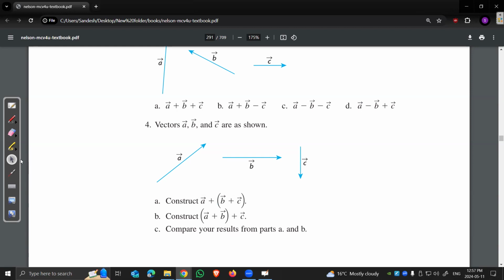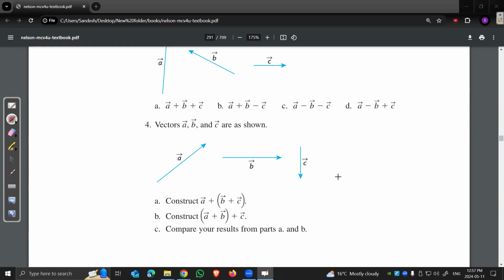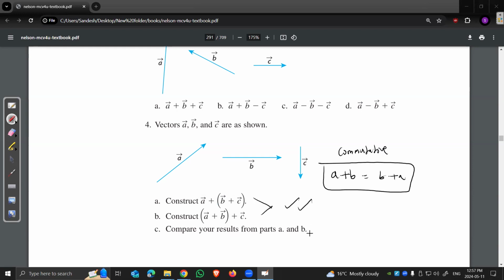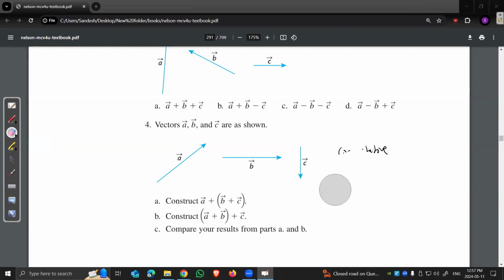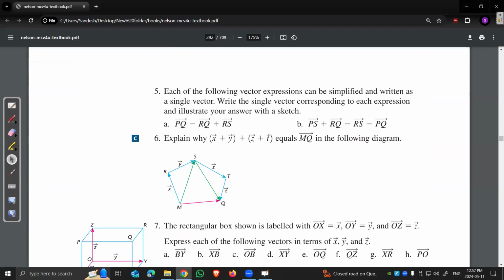Because the order doesn't matter. Because we're adding things. Vectors are commutative, which means the order doesn't matter. You know what I mean by commutative? This is what I mean: A plus B is B plus A. Commutative. So these two will be exactly the same. They are the same, no difference. The order doesn't matter. Same thing with multiplication. If you multiply, the order doesn't matter. You can multiply 3 times A times 2 or 2 times A times 3. No difference, commutative.